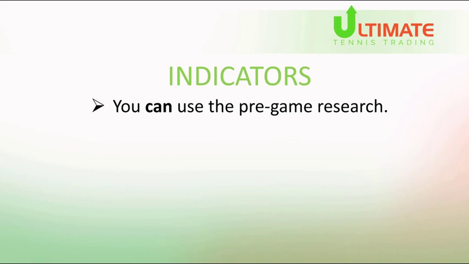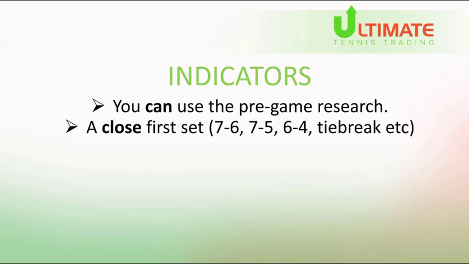But generally, from my own experience, I do use how the first set developed as one of my key bits of information about whether I want to get involved in the second set. A close first set is usually a good sign to get involved with it. 7-6, 7-5, 6-4, or a tie break. So especially if the underdog won a very close first set, that shows me that the favorite isn't underperforming that badly and is probably more than likely going to get back into this in the second set.